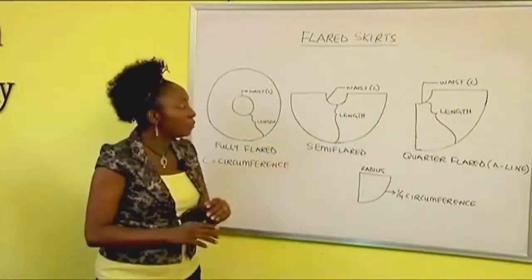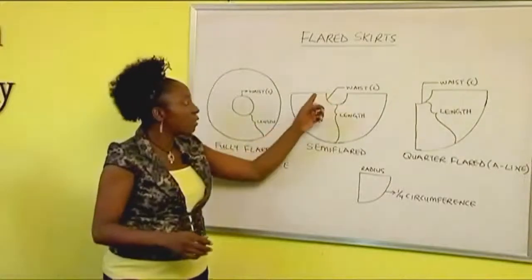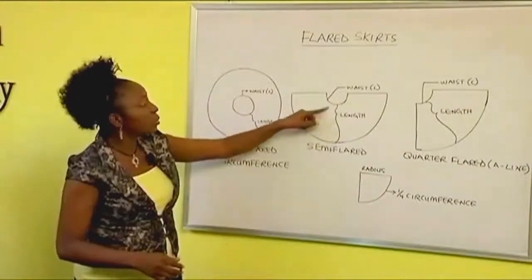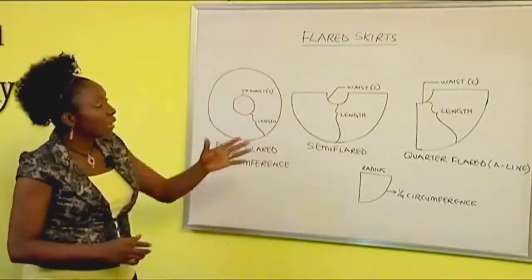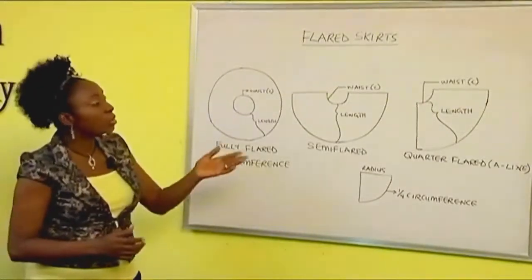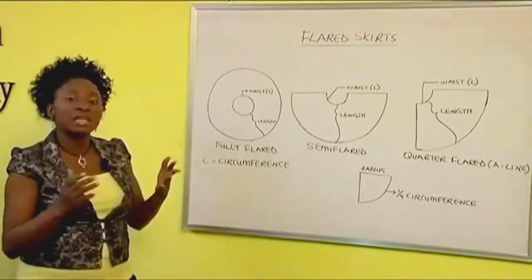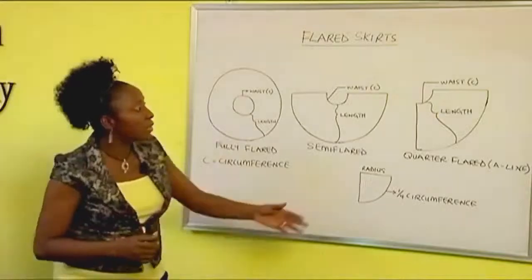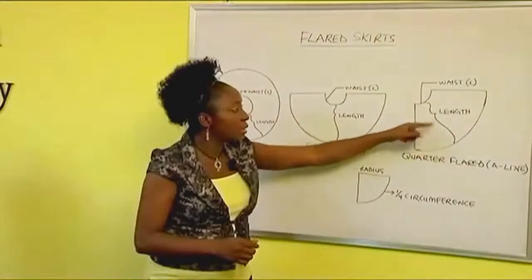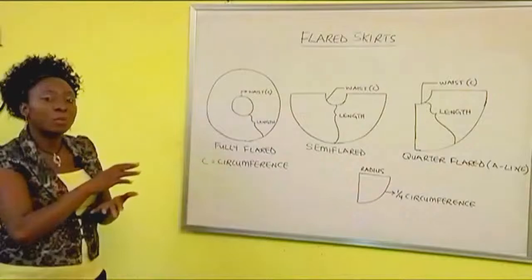Now if you look at the semi-flared skirt, you can see that it's a semicircle. And we have the inner semicircle here representing the waist. The distance between the 2 semicircles will give you the length. Now the third one we have there is a quarter circle. It's called the quarter flared skirt, also known as the A-line skirt. It's not as flared as the others, obviously. This quarter circle in here represents the waist, and the length is in between the 2 quarter circles.